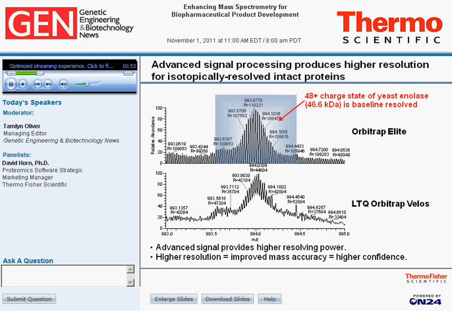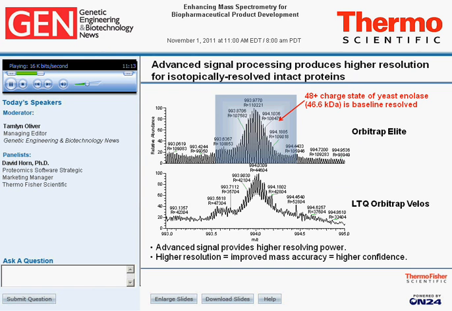So here's an example of what that advanced signal processing does. It's not just an algorithm that does this, but it's brand new electronics that were necessary to be able to do this. And what it does is, for the same transient detection time, so the transient is how we do the frequency detection in the Orbitrap, the resolution is doubled.